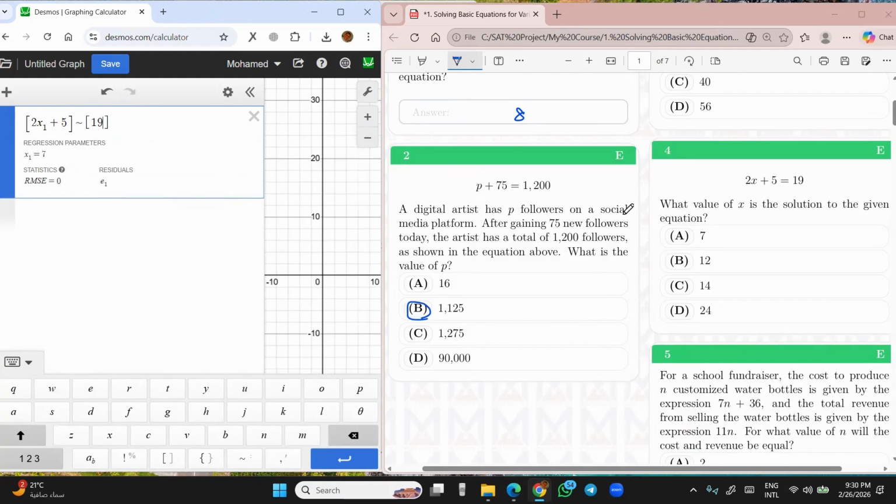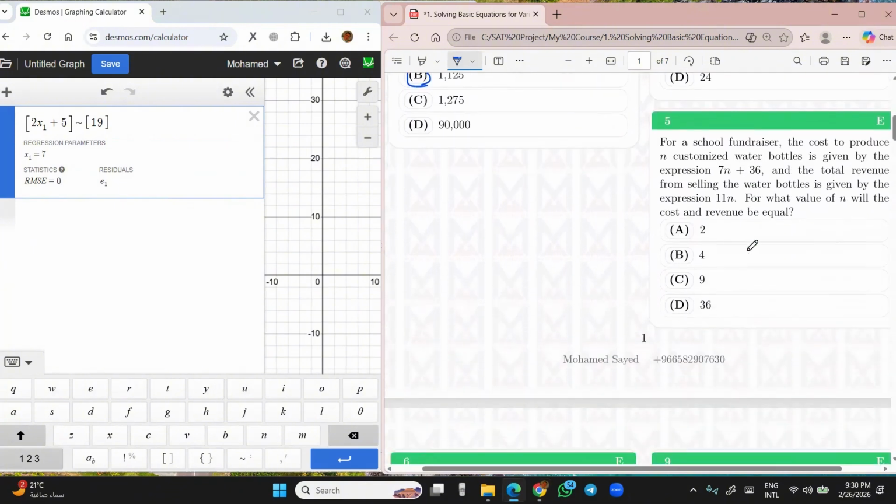And we need to get the value of x1, which is given here as 7. That's how to use Desmos to save too much time. Question number 5.